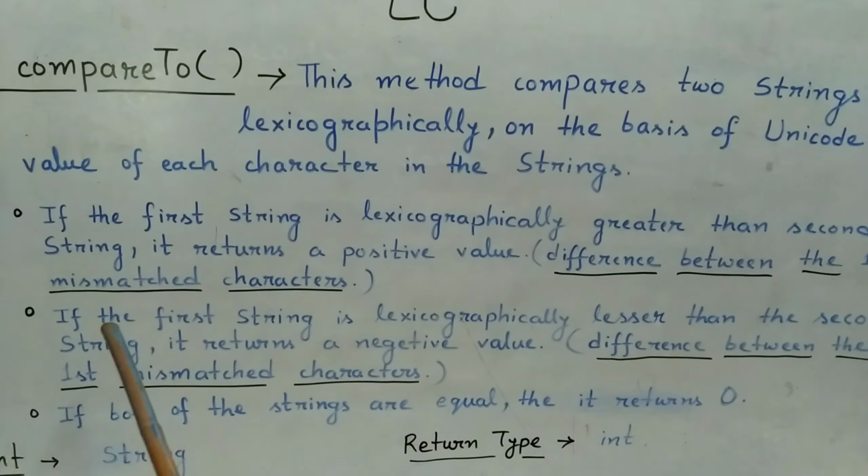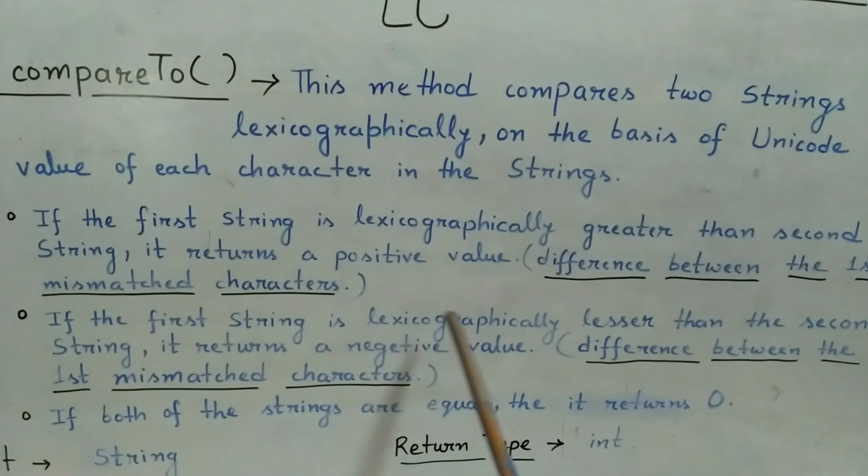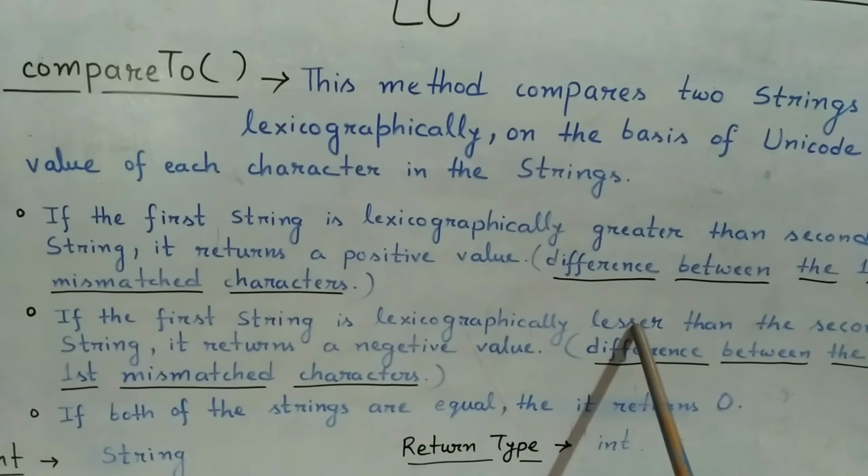The second clause, if the first string is lexicographically lesser than the second string, it returns a negative value. Well, this value is basically the difference between the first mismatched characters between them.